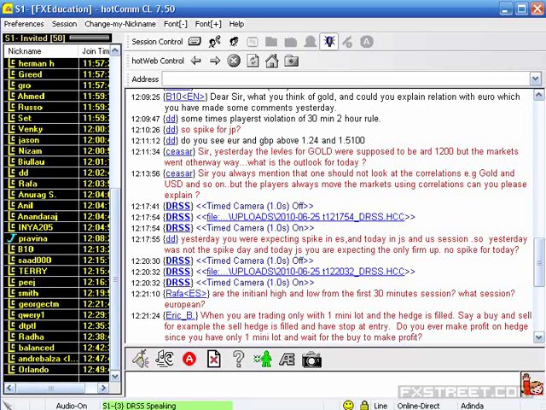And Eric, when you are talking about only one mini lot and the hedge is filled, say a buy and a sell, for example the sell hedge is filled and stopped at entry, do you ever make a profit on the hedge, since you have only one mini lot, and wait for the buy to make profit? I explained various strategies.